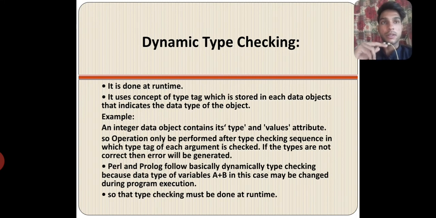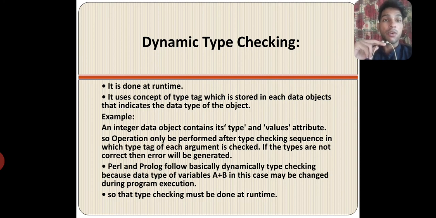So let's start with dynamic type checking. What is dynamic type checking? It is done at runtime. It uses the concept of a type tag, which is stored in each data object and indicates the data type of the object. For example, an integer data object contains its type and value attributes. An operation is only performed after a type checking sequence, in which the type tag of each argument is checked. If the types are not correct, then an error will be generated.